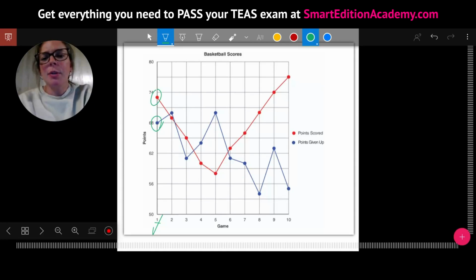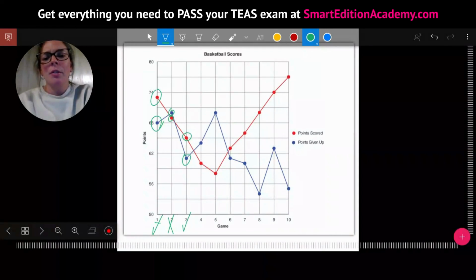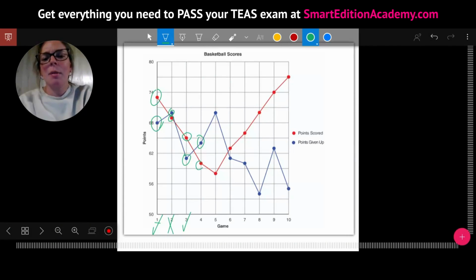2, really close, but notice how points scored is below points given up. They did not win this game. 3, points scored and then points given up. So they won. 4, points given up is on top, points scored. Nice, they didn't win that one. So I'm just going one by one to see if they won or not. Okay, 6, again, another close game, but points scored is on top. And then the last few looks like they really got in their groove and they won a bunch. So how many games did they win? 1, 2, 3, 4, 5, 6, 7.